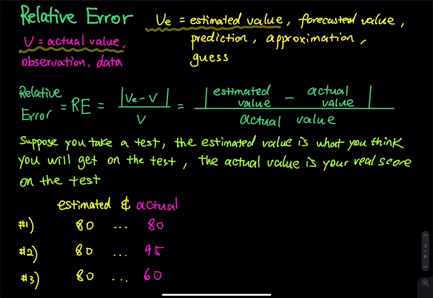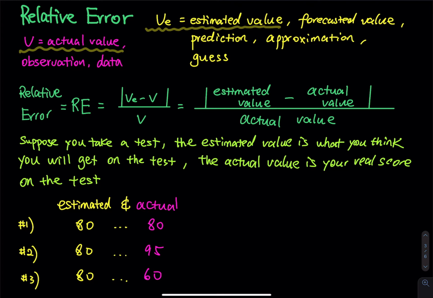What about actual value? Actual value is observation. Let's say you are trying to guess tomorrow's weather, so that is your guess. Let's say sunny. That is your estimated value. And then what about actual value? Actual value is when tomorrow comes, you go outside and take a look. Is it a sunny day, rainy day, or cloudy day? You make your observation, and that is your actual value. So VE stands for estimated value, and V stands for actual value.